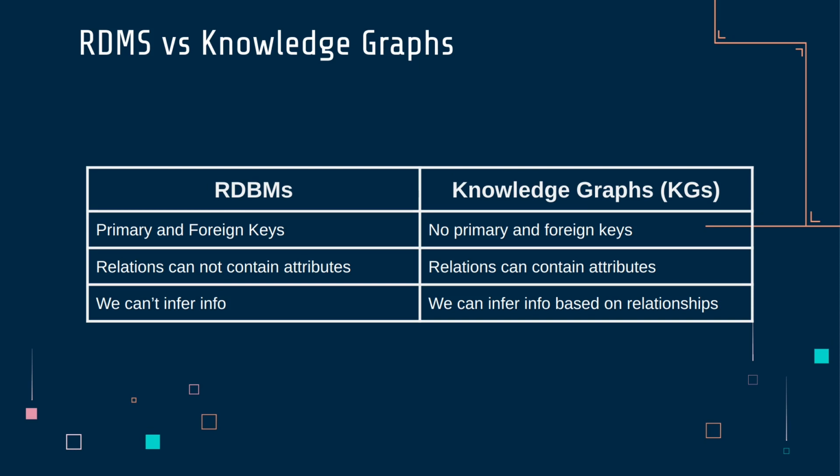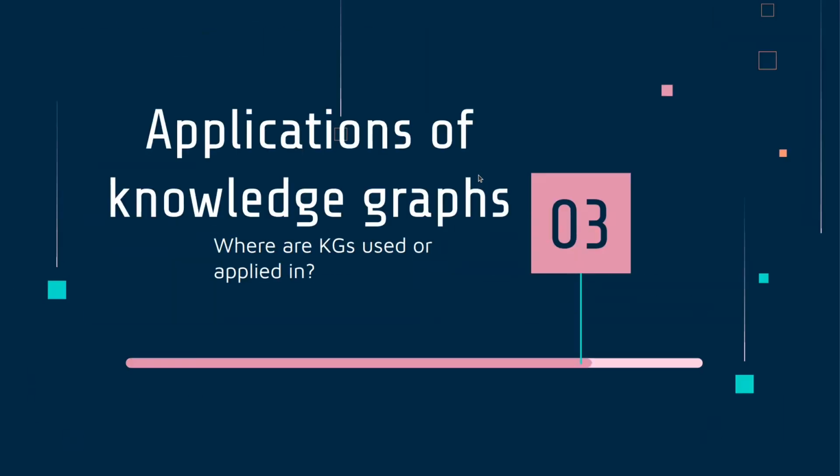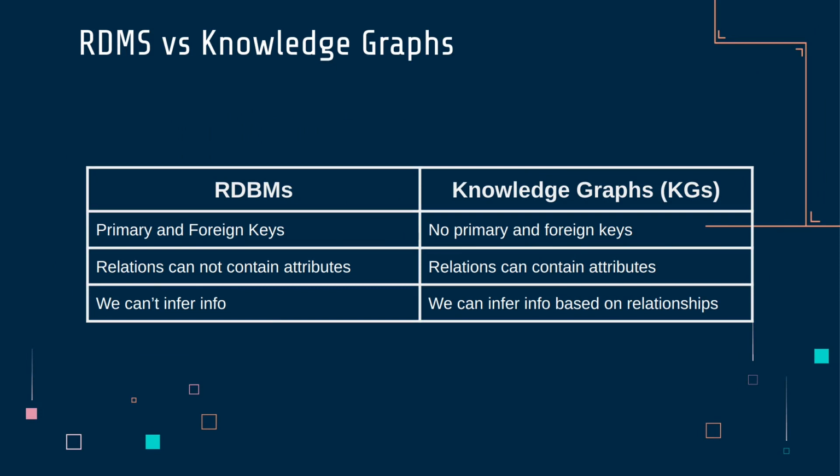So in a relational database management system, we can't infer information. We can infer information when it comes to knowledge graphs, and I'll show you how. For example, if I ask what's the time zone of Kenya: I know that Kenya has the capital city of Nairobi, and Nairobi is located within Nairobi County, which has a time zone of GMT plus 3. Then the time zone of Kenya is probably GMT plus 3, which is actually correct. So we can infer information, but in relational database management systems, we cannot infer knowledge from relations.